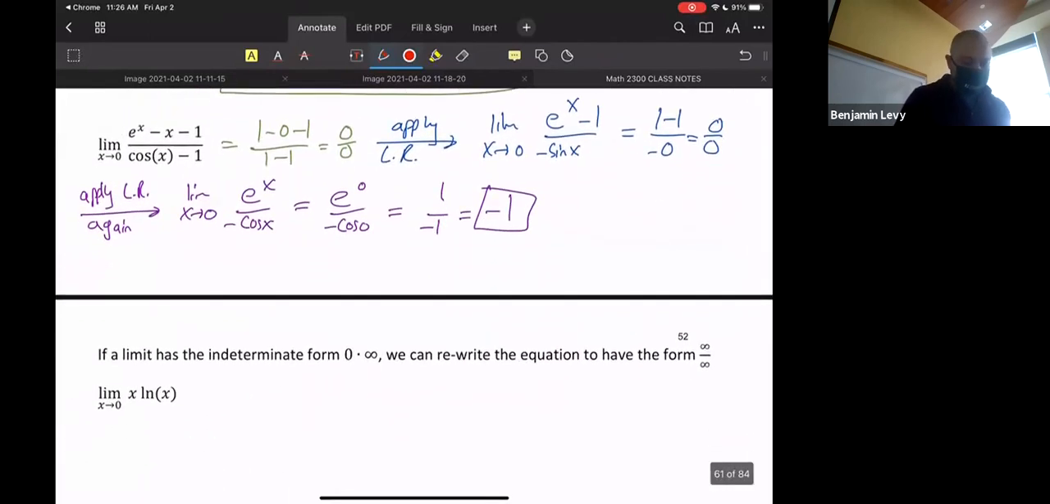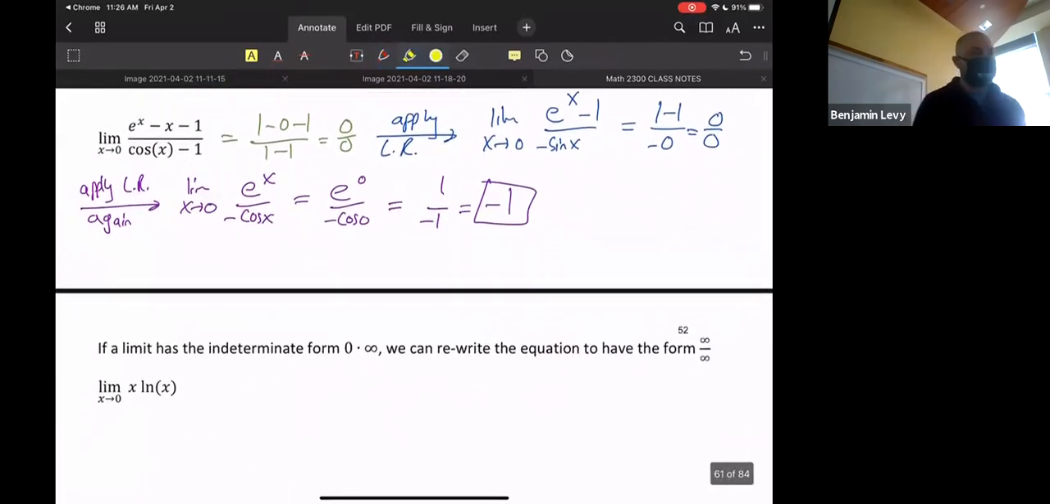So this second page is just a slightly different flavor of the last page. It's saying, what happens if we have a 0 times infinity form? Well, it turns out we can rewrite it so that it looks like this. And before we do that, I wanted to remind you of a few key things. Reminders is what I'll call them.